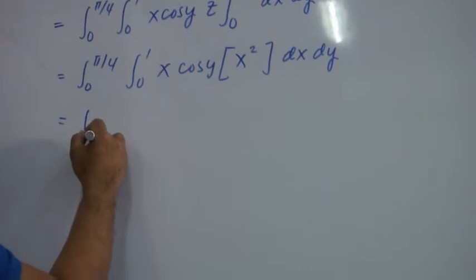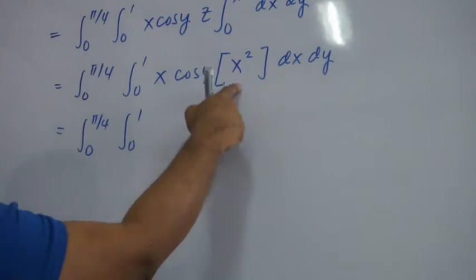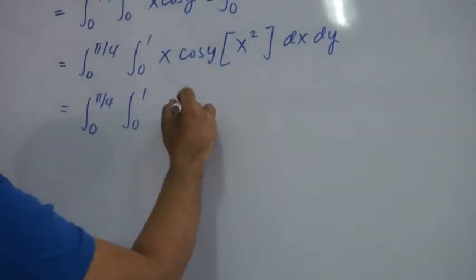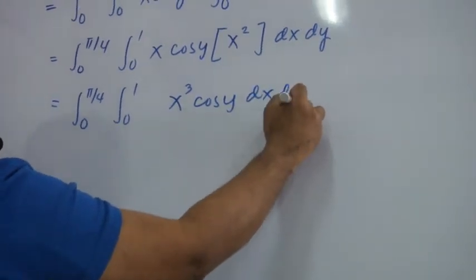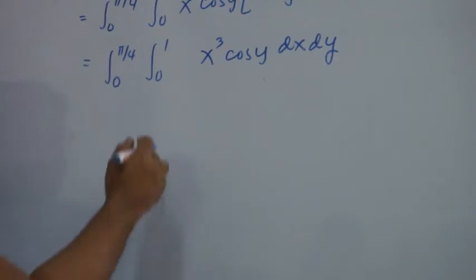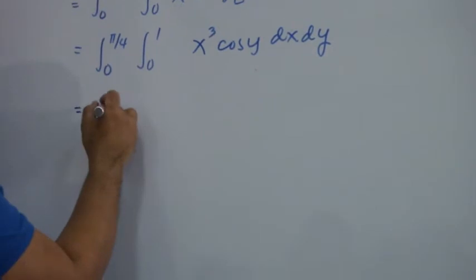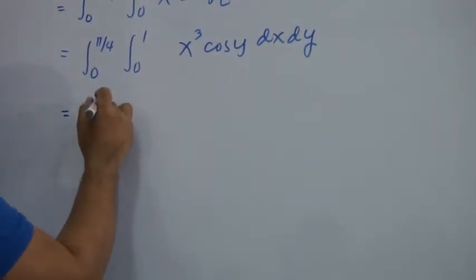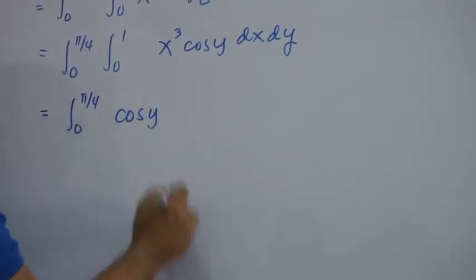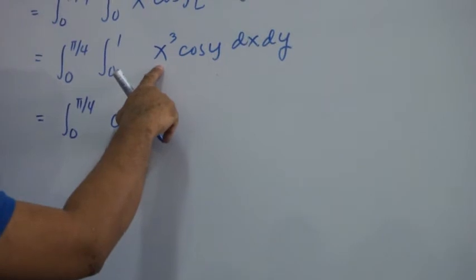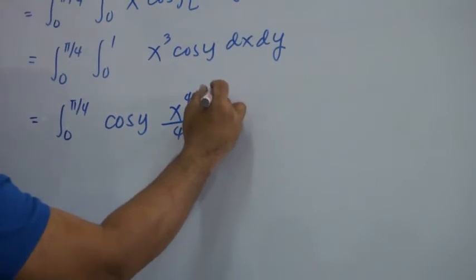Then we have from 0 to pi over 4, then from 0 to 1, okay? Combine now those x terms, we have this as x cubed cosine y, with respect to x, then with respect to y. Let us now get the integral of the given function with respect to x. So we have 0 to pi over 4. Since cosine y is a constant, let us isolate the constant, which is cosine y. Then get now the integral of x cubed dx. That is x to the 4th over 4 from 0 to 1.